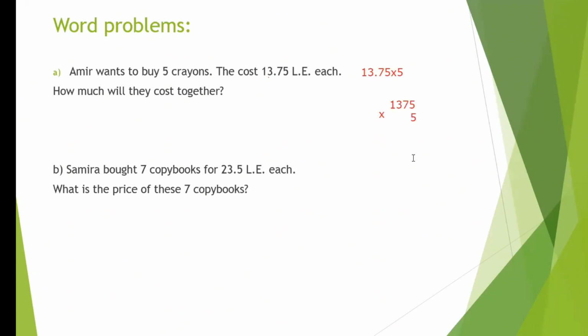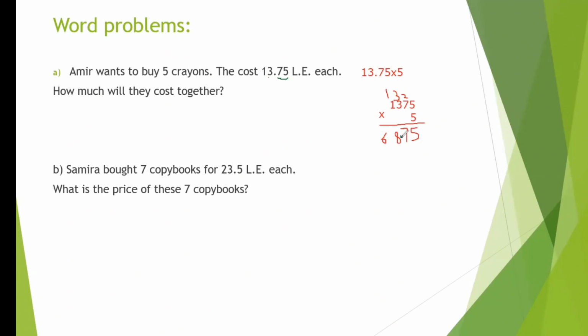So multiply 1,375 by 5. 5 times 5 equals 25. Put 5 and carry 2. 5 times 7 equals 35 plus 2, 37. 7 and carry 3. 5 times 3, 15. 15 plus 3, 18. 8 and carry 1. 5 times 1 equals 5 plus 1, 6. Now let's return the decimal point. The decimal point was after 2 digits in the decimal, so I have to count 1, 2, then return the decimal point.